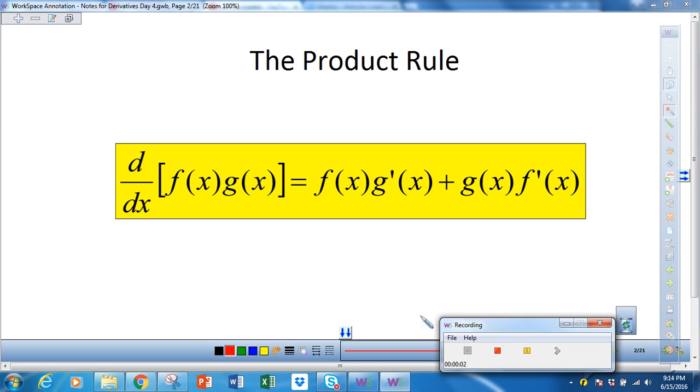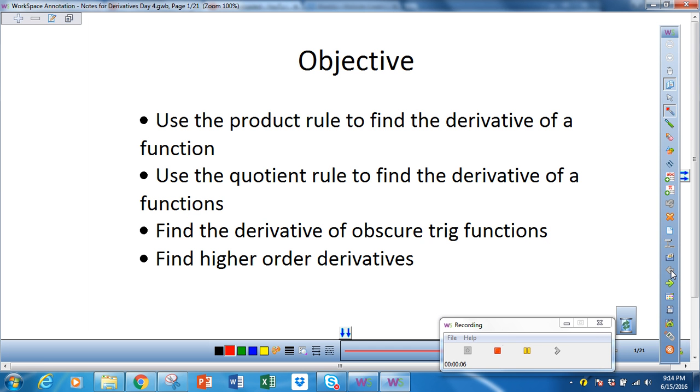Okay, so in this section, lesson 4, we're going to use the product rule to find the derivative of a function and then use the quotient rule. If we have time, we'll also look at finding higher order derivatives.